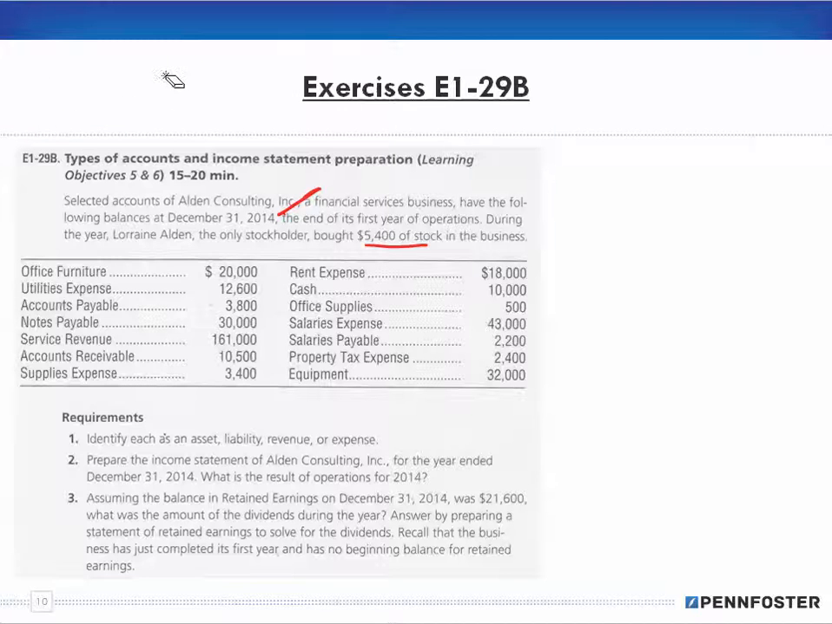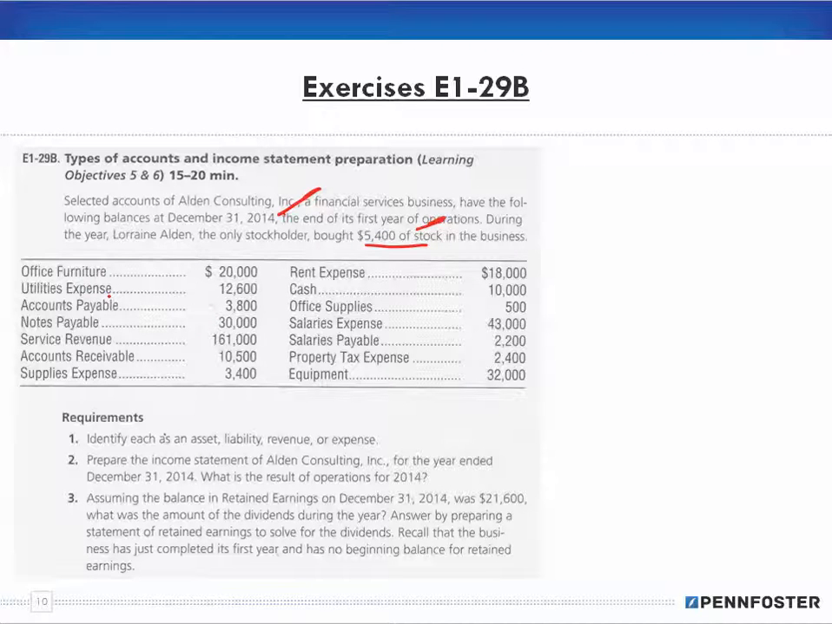Okay, and the reason I bring that up is because that's going to pertain to this $5,400 of stock. Now, just reading this first paragraph, if I didn't read anything else in the rest of the problem, my question is why am I being presented this information? Okay, and we'll find out as we work through this.